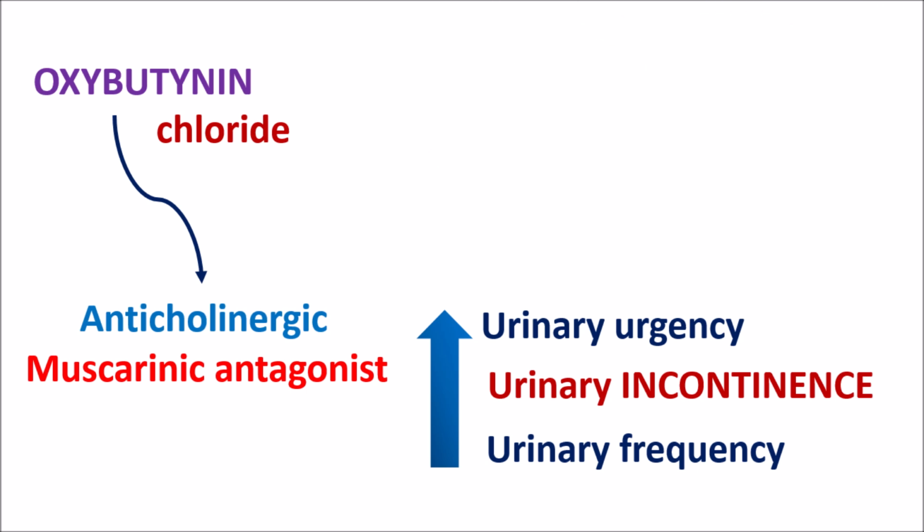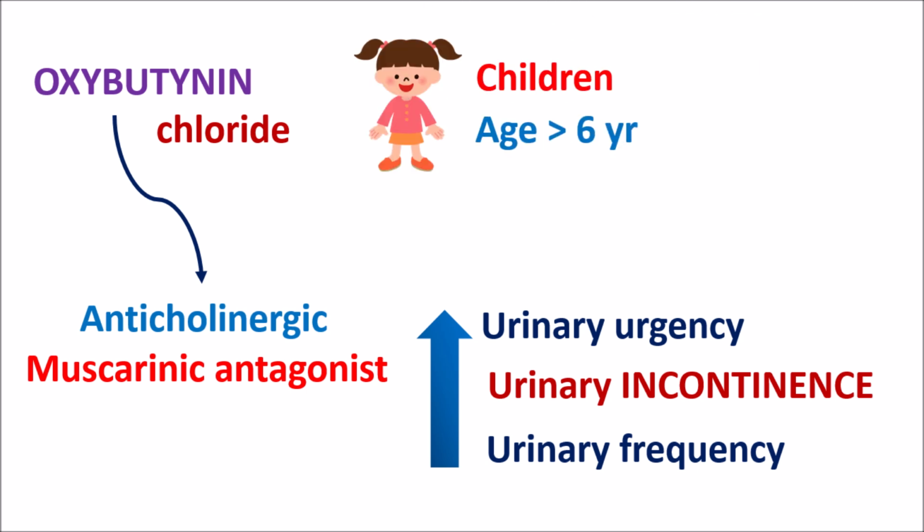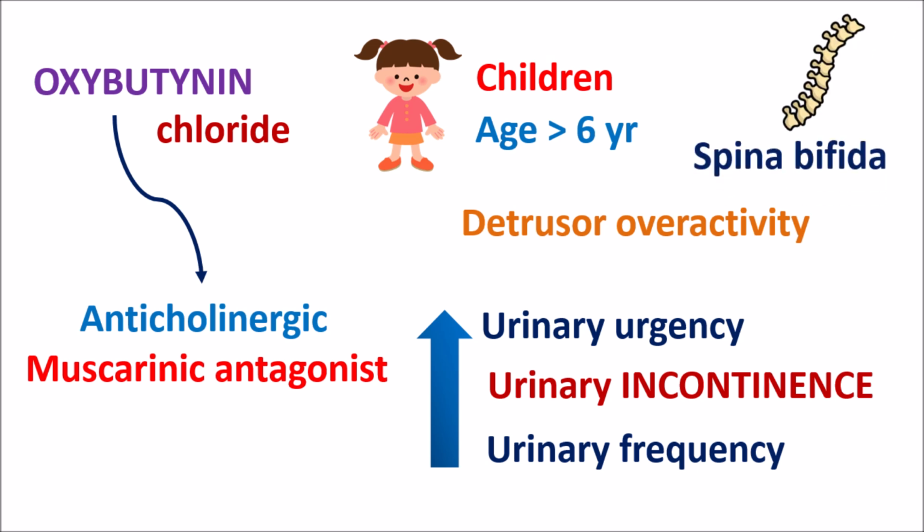This drug can also be used in children older than 6 years for the treatment of detrusor overactivity. Overstimulation of the detrusor muscle may be associated with a few neurological disorders like spina bifida. Because of enhanced detrusor activity, children may have increased urinary frequency and urgency. Again, in such conditions, oxybutynin can be given.